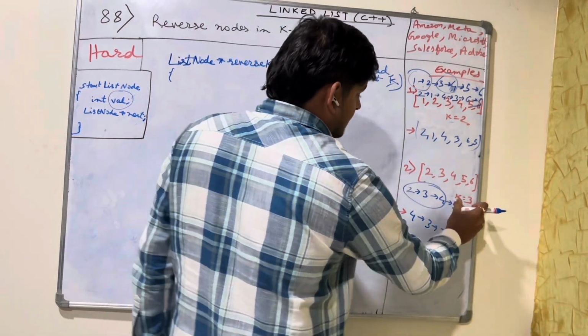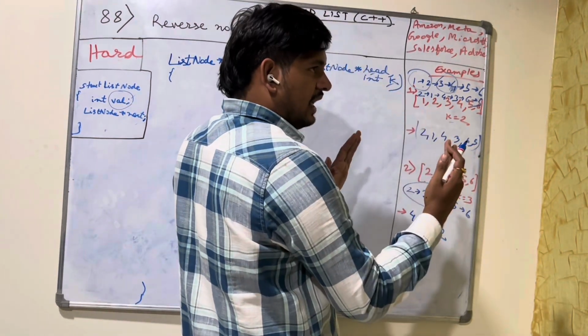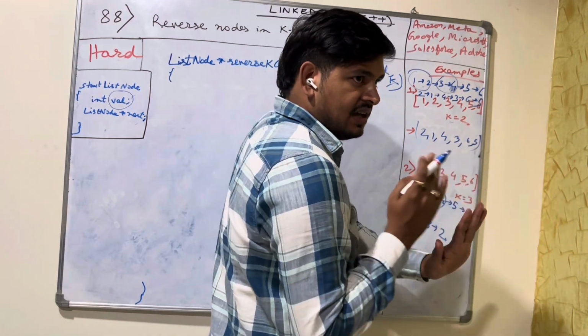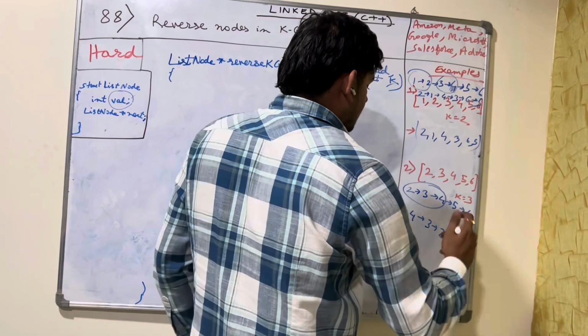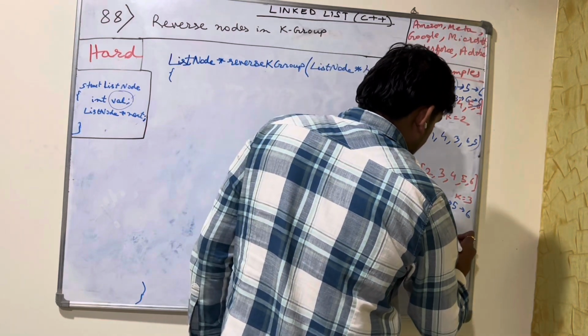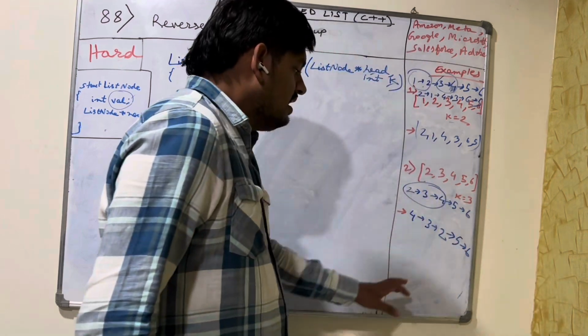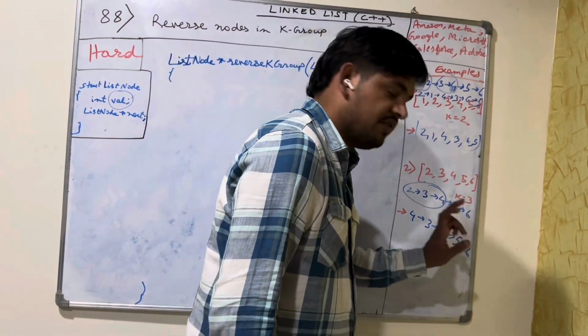We will return it as same because we need to reverse it in groups of K. If K number of elements are not present in the remaining linked list, we will not reverse it. So it would be 3 2 1 4 and 5 only. Okay, so that is the problem we need to solve here.